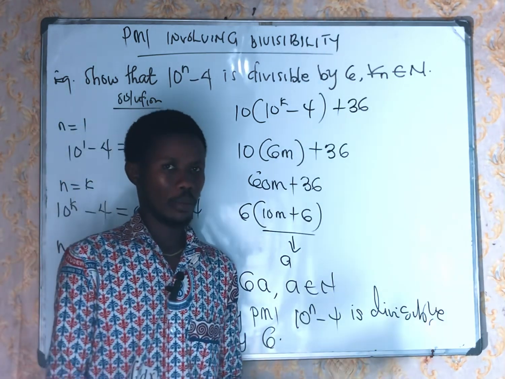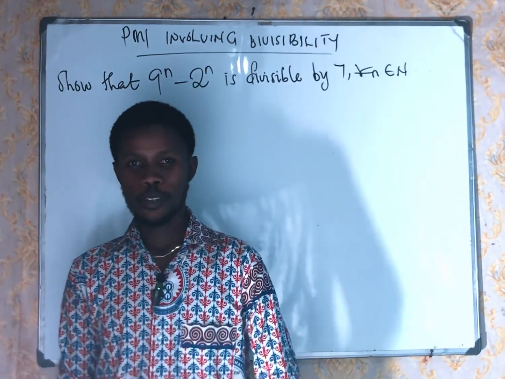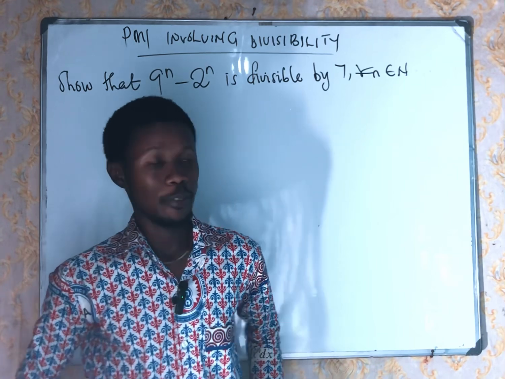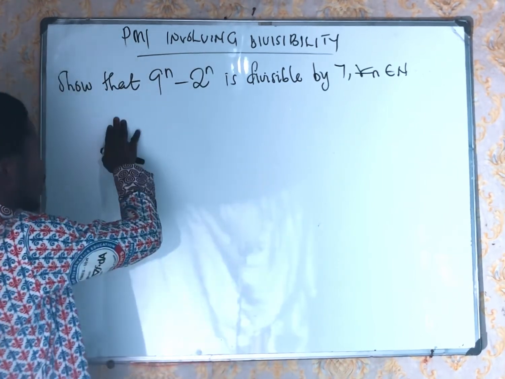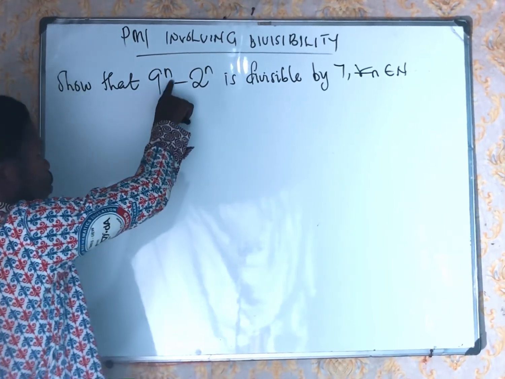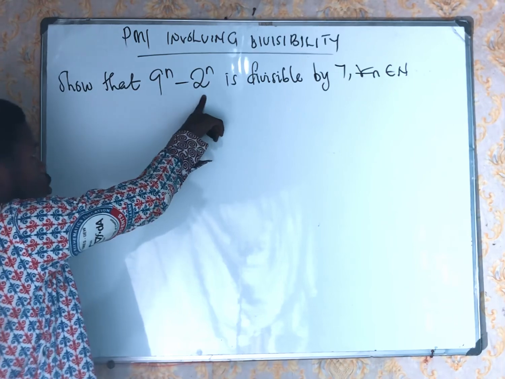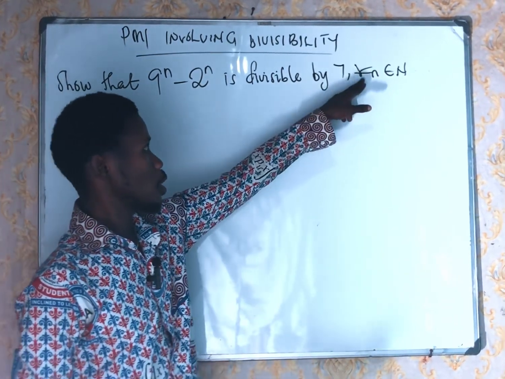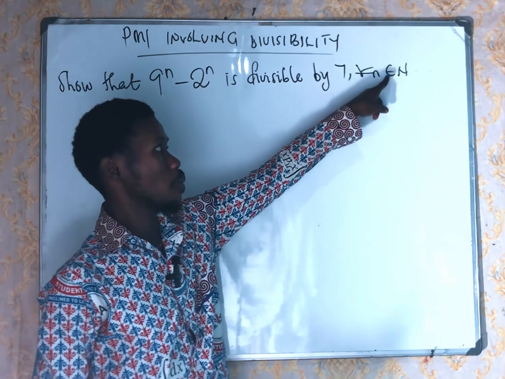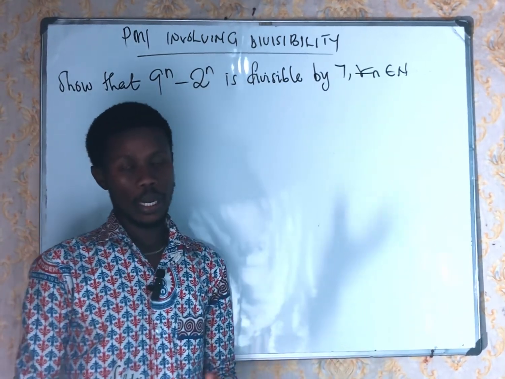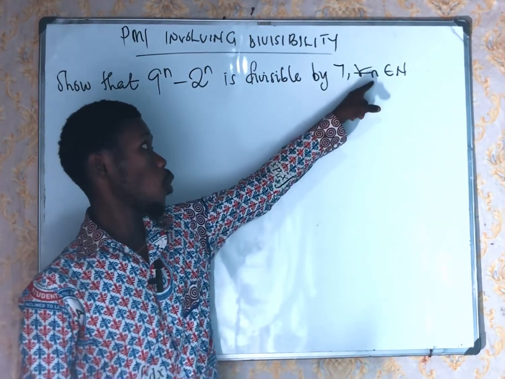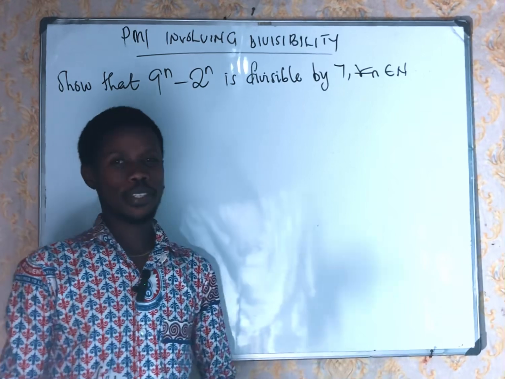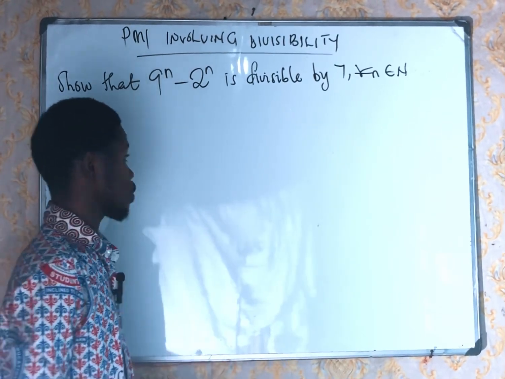Now let's look at another example. Right now, let's look at our example number 2. Show that this statement, 9 to the power n minus 2 to the power n, is divisible by 7. The meaning of this symbol is for all natural numbers n, that is, for all n belonging to the natural numbers. Sorry, I beg your pardon.